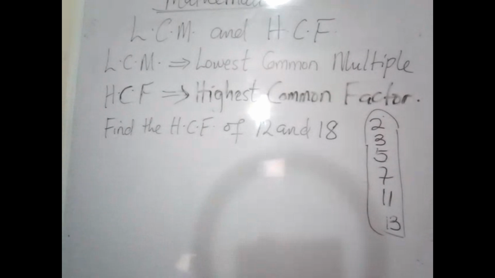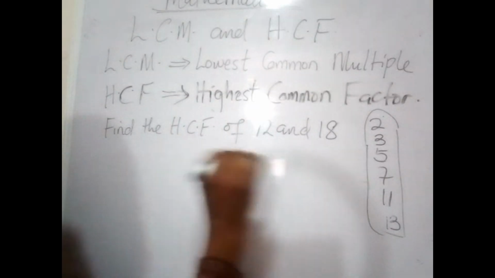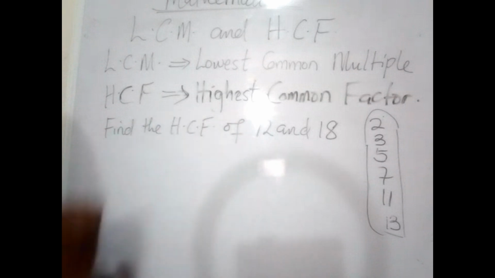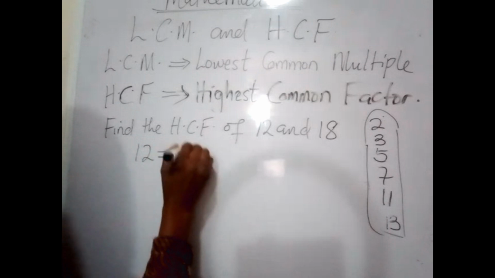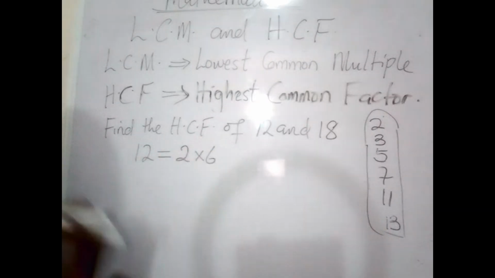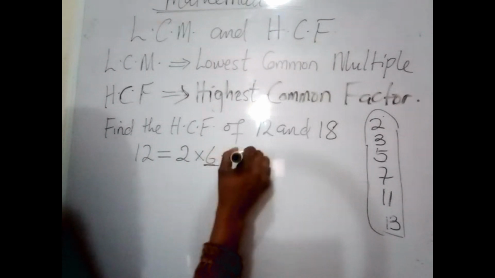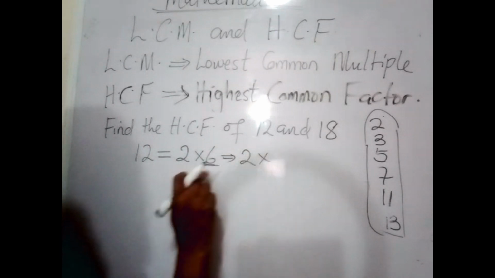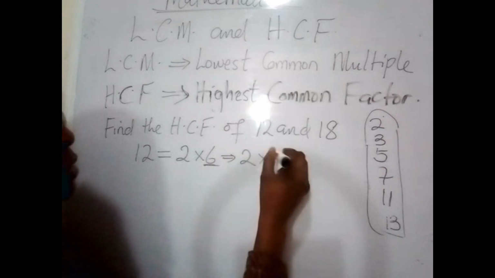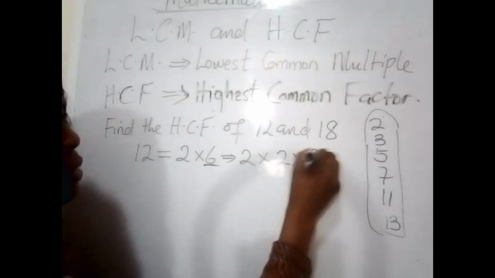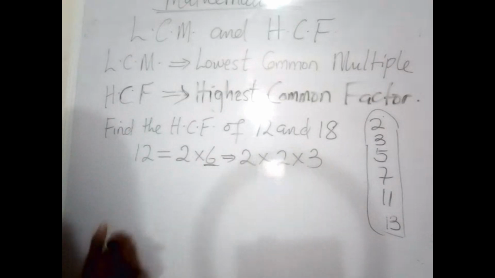The next example we are looking at is the HCF of 12 and 18, looking for the highest common factor of 12 and 18. So for 12, we know that 12 is 2 times 6, right? But we can't stop at 6 because 6 is not a prime number. So we go further. What are the prime factors that will multiply themselves to give us 6? Is 2 times 3, 6. So 12 is ultimately 2 times 2 times 3, 12.